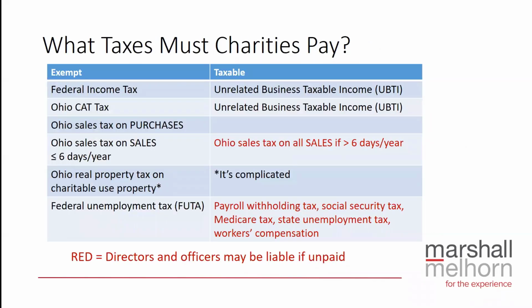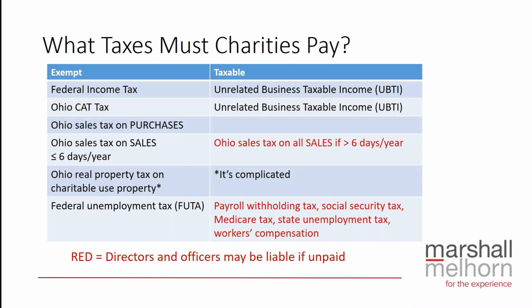So here are some of the taxes that charities have to pay and don't have to pay. You're exempt from federal income tax unless you have unrelated business taxable income. Same with the Ohio CAT tax. You are completely exempt from Ohio sales tax on things you purchase. You are exempt from Ohio sales tax on your sales, provided you have 6 or fewer days of taxable sales in a year. So if you have an annual fundraiser and you're selling things then, that would be okay.